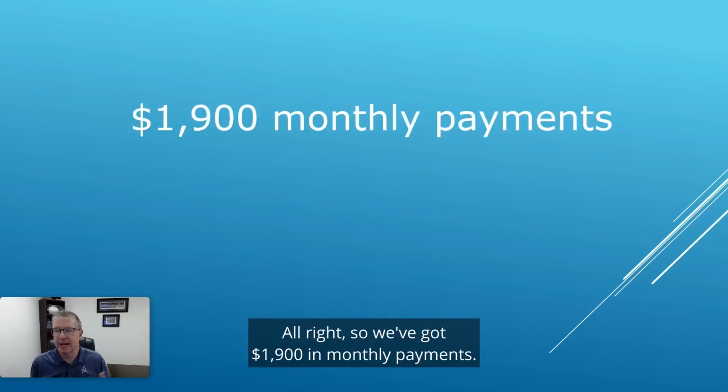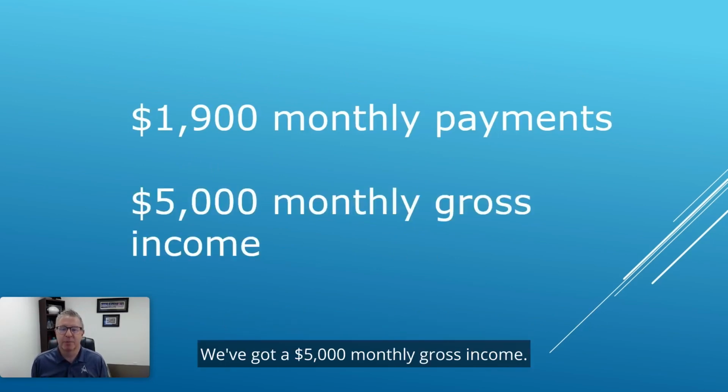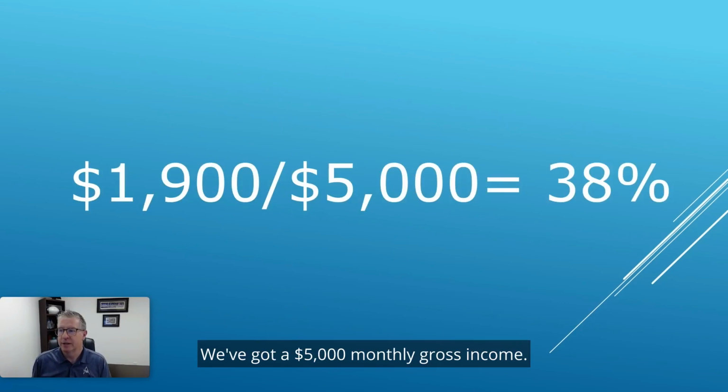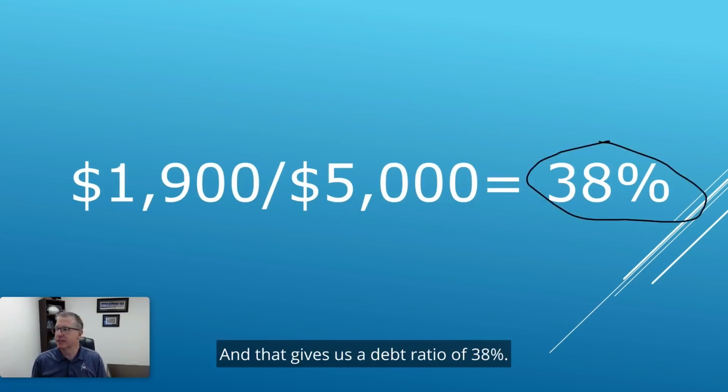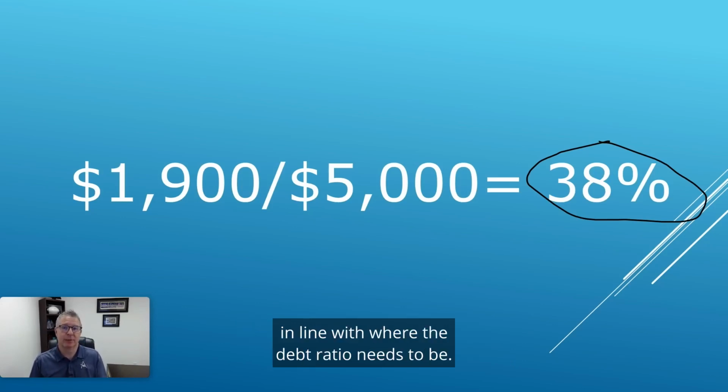All right, so we've got $1,900 in monthly payments. We've got a $5,000 monthly gross income. You divide the $1,900 by $5,000, and that gives us a debt ratio of 38%. Now, depending on your credit score and which loan program you're using, 38% is right in line with where the debt ratio needs to be.